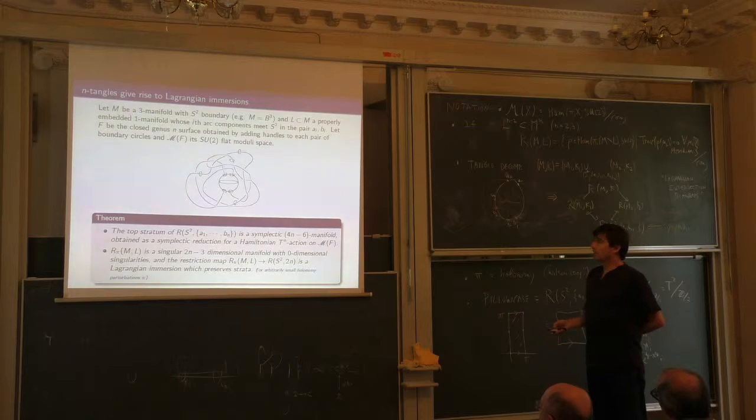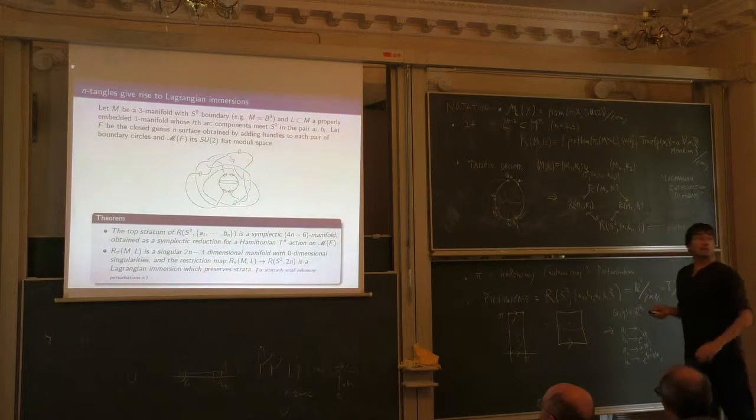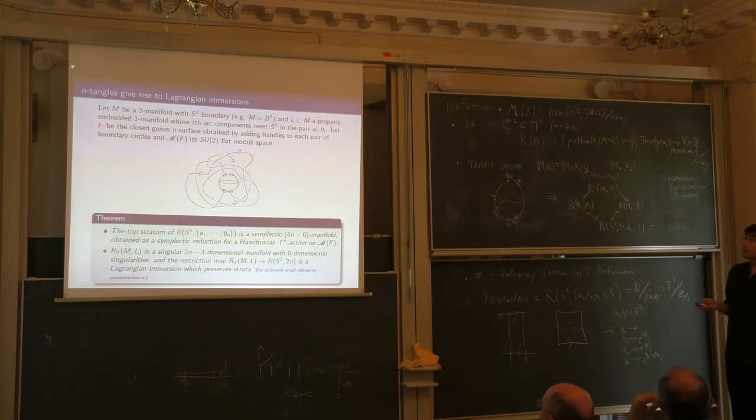So we can look at the traceless character variety for the tangle itself. That is to say, I look at the representations of the fundamental group of the tangle complement which take every one of these little red meridian curves to a traceless element, and I mod out by conjugation.